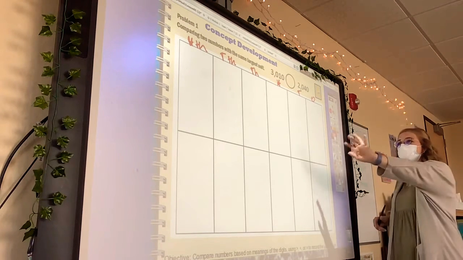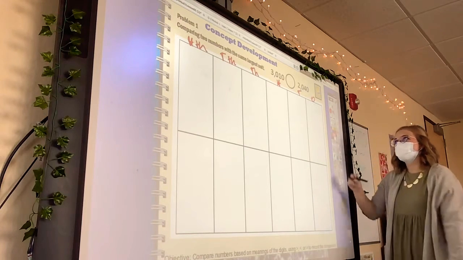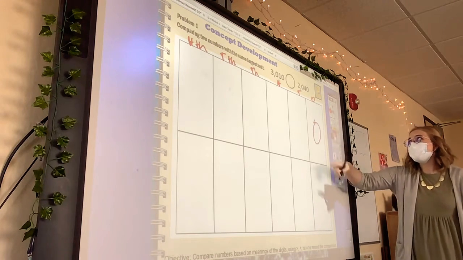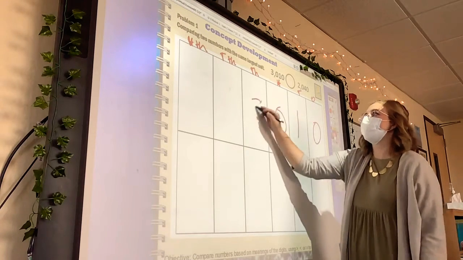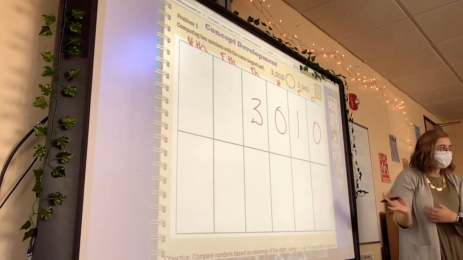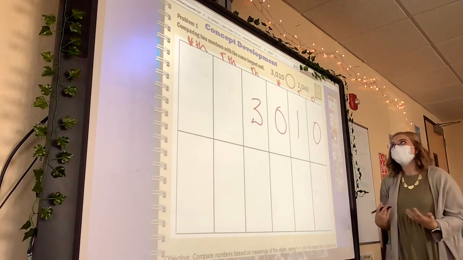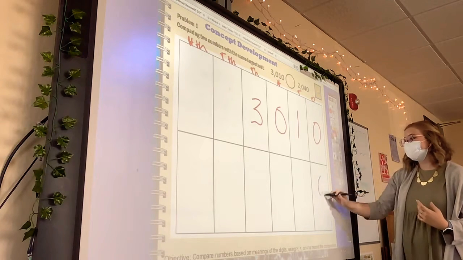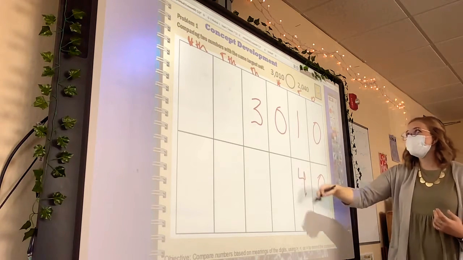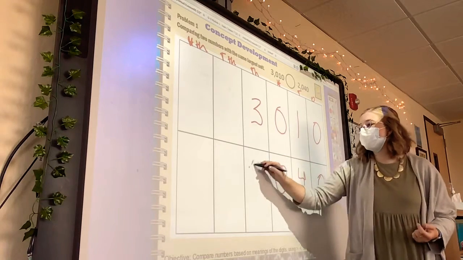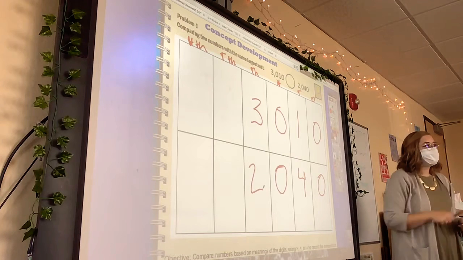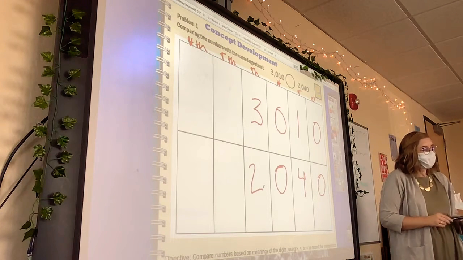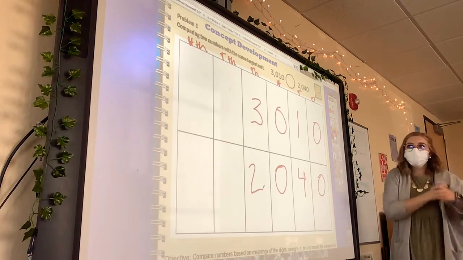So I'm going to start by putting the numbers in the place value chart, okay? So for 3010, I have 0 ones, 1 ten, 0 hundreds, 3 thousands. Okay, everybody good so far? Then for 2040, I have 0 ones, 4 tens, 0 hundreds, 2 thousands. Okay? And then here is what I like to do. I call it the place value game. So it's not really like a game, but it's kind of like a game.